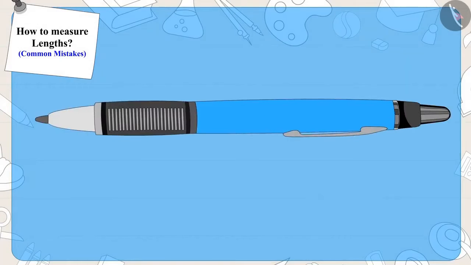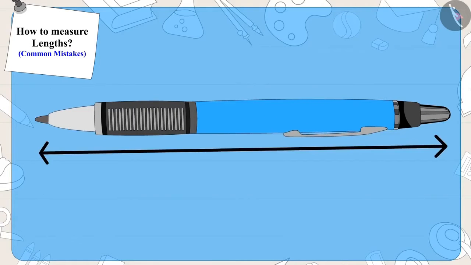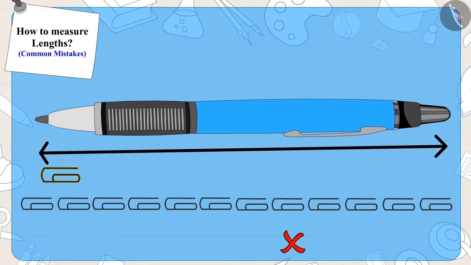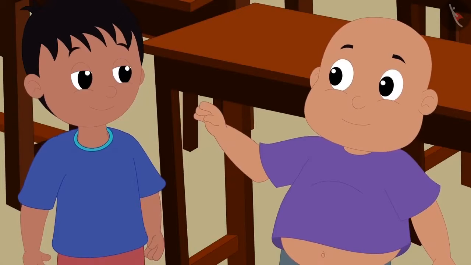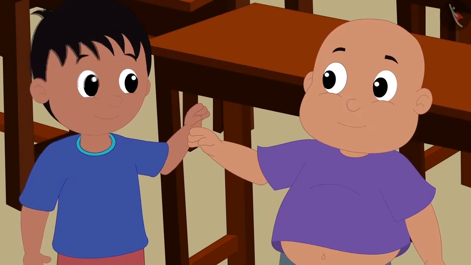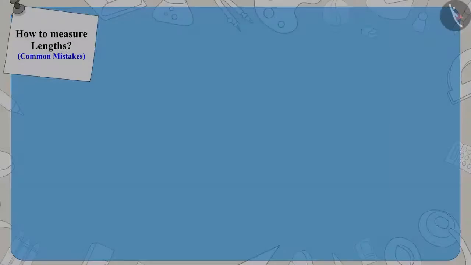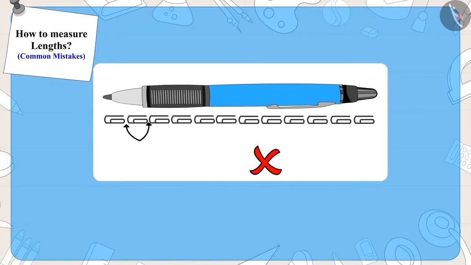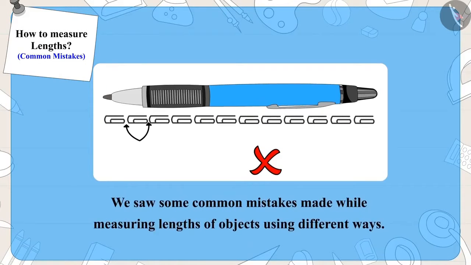Children, remember that whenever we have to measure the length of an object with the help of another object, then we should not leave any empty space in between. Raju and Bablu were very happy to learn this from Appu and they became friends again. Children, in this video we saw some common mistakes made while measuring lengths of objects using different ways.